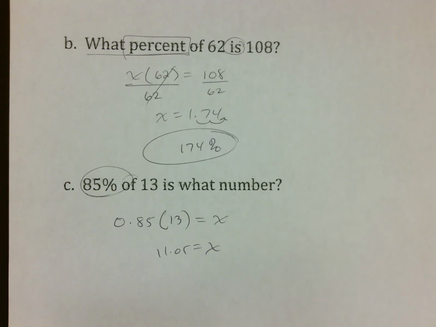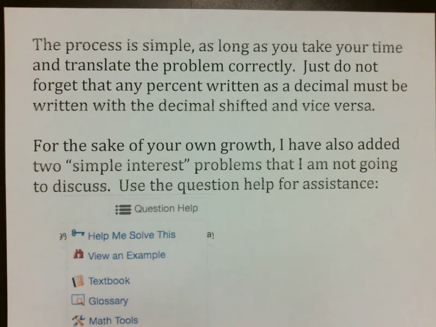These are the three problems you're going to see today. These are the three problems you're going to see on your quiz. Make sure you're ready for those questions. If you are, then you're in decent shape. And again, you're getting ready for the end of this unit, so make sure you are wrapping up your Math Excel. Make sure you're asking questions and practicing, because again, I hope that you do not ruin your score on this test. The process is simple as long as you take your time and translate the problem correctly. Just do not forget that any percent written as a decimal must be written with the decimal shifted and vice versa. So you got to make sure you know how to turn those two back and forth.